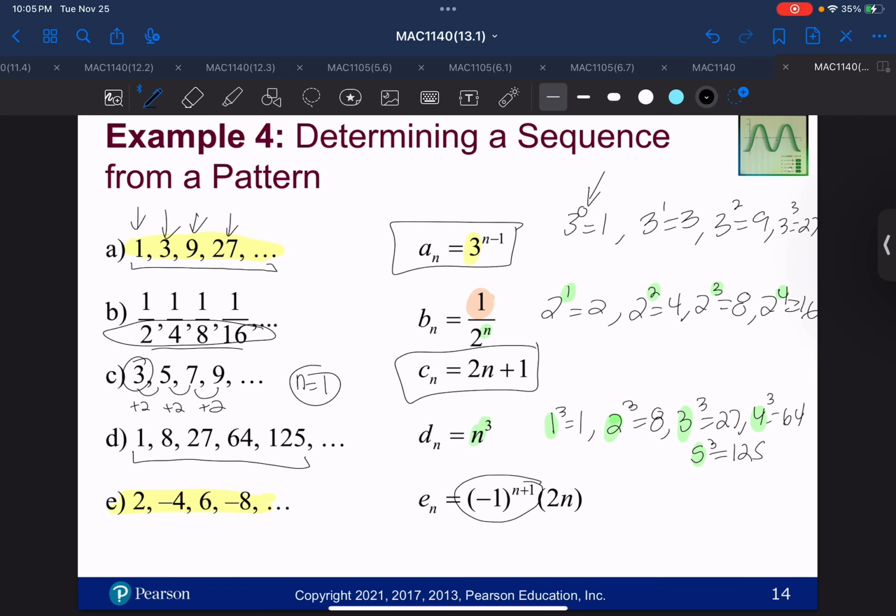And then the other part, these are all multiples of 2. So that's where they get the 2n. All right, so you can play around. These are a couple of tricks on how to know which formula to use, and then you'll just want to play around and check to make sure they are working out.